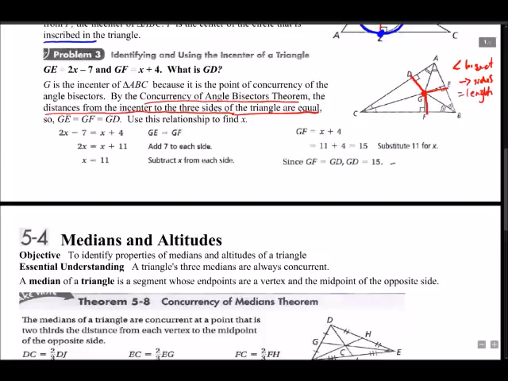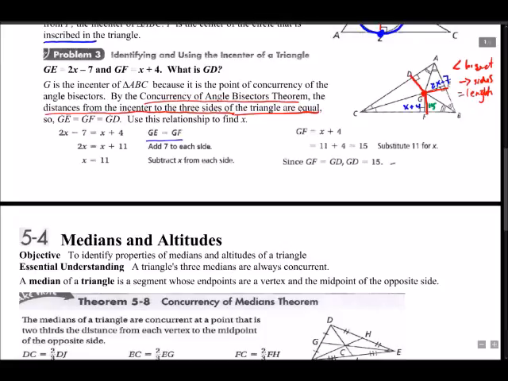Well, we happen to be told some things here. I know that segment GE here is 2x minus 7 long, and I know that segment GF here is x plus 4 long. Well, what can I say about them? I can say that they are equal because they are equidistant from our point of concurrency, from our incenter. So we simply substitute in and solve for x. And then once we find x, we can go ahead and substitute it back in. 11 plus 4, the length of this segment is 15 units.